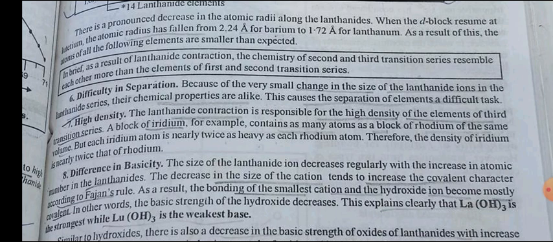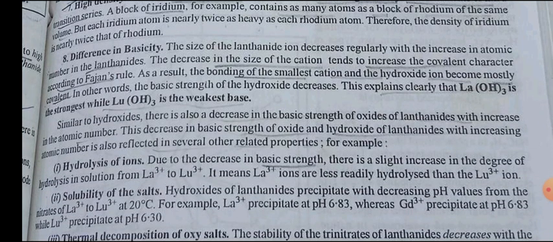High density. The lanthanide contraction is responsible for the high density of the elements of the transition series. A block of iridium, for example, contains as many atoms as a block of rhodium of the same volume, but each iridium atom is nearly twice as heavy as each rhodium atom. Therefore, the density of iridium is nearly twice that of rhodium.